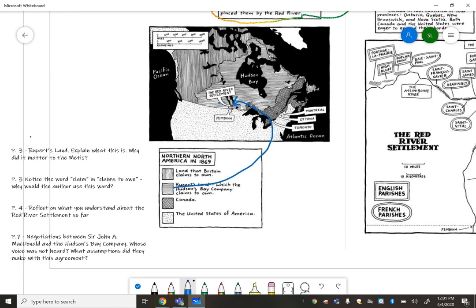So let's look at the question again. We know now what Rupert's Land is. You could explain it. Why did it matter to the Métis? Well, they lived in it.